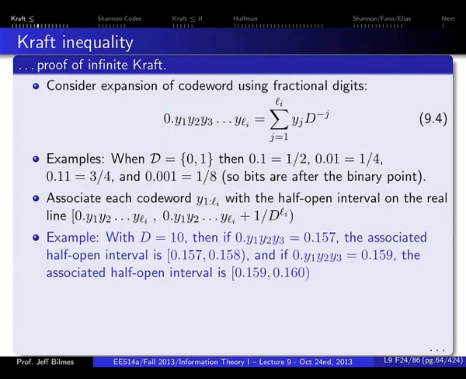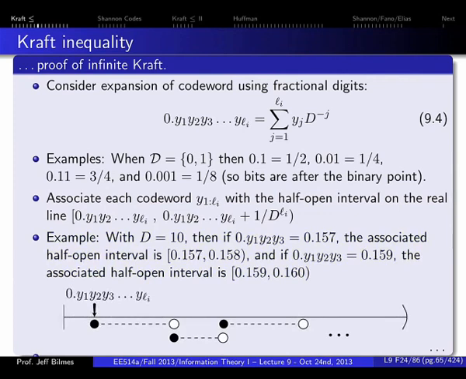Here's an example doing exactly that. With d equal to 10, if we've got 0.157, then the associated interval is 0.157 on the left, closed, and 0.158 on the right, open. And if it's 0.159, then the interval is 0.159 to 0.160, open on the right. That's just an example, and here's how it looks. The interval starts closed and ends open.